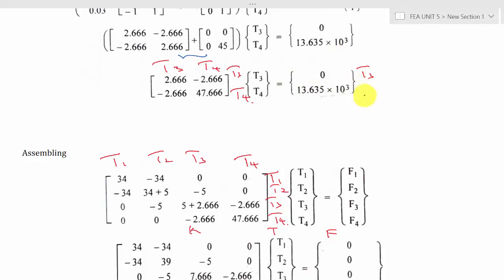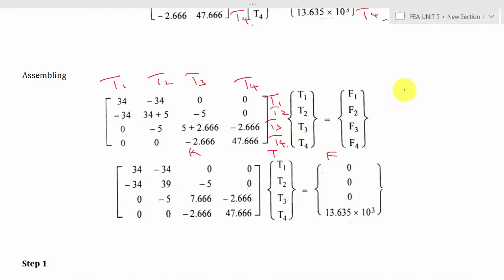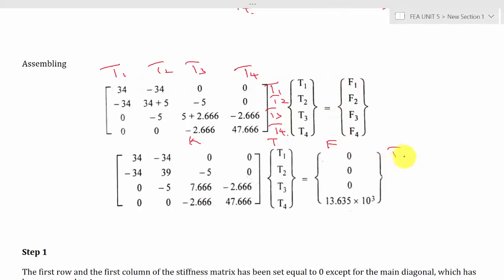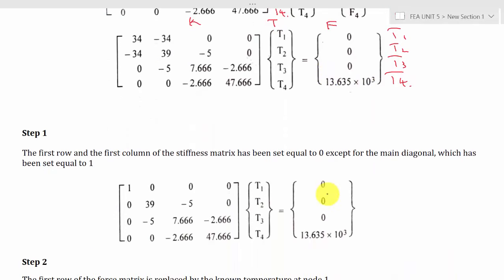It is T3 and T4. So here it is T1, T2, T3 and T4. Okay, so this is the final assembled stiffness matrix for the problem. So now to solve this equation we have to follow 4 steps.